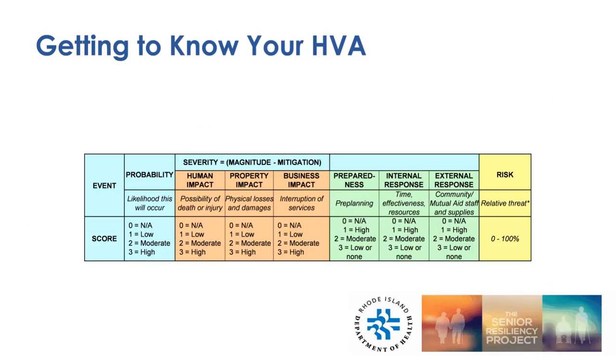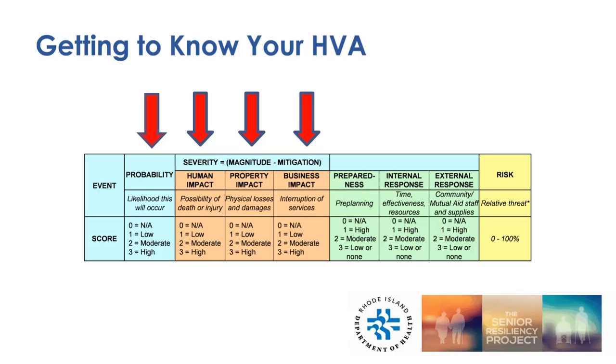For each event, a facility evaluates the risk of that event by considering, as noted in the headings, the severity-related columns include probability, or the likelihood of an event occurring; human impact, the possibility of death or injury if that event occurred; property impact, the physical loss or damages resulting if that event occurred; business impact, or the interruption of services your organization would experience if that event occurred.